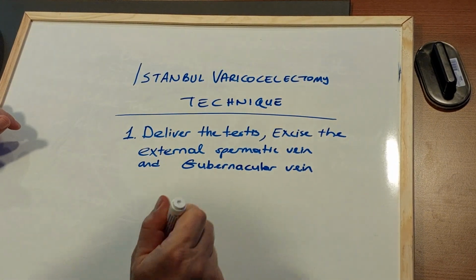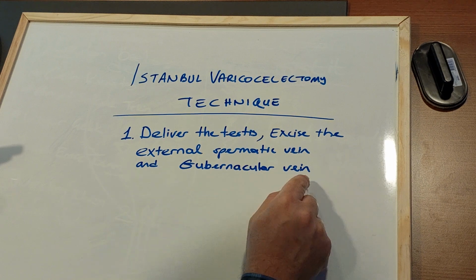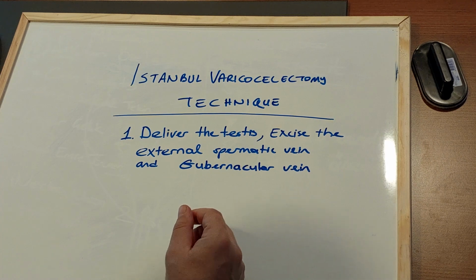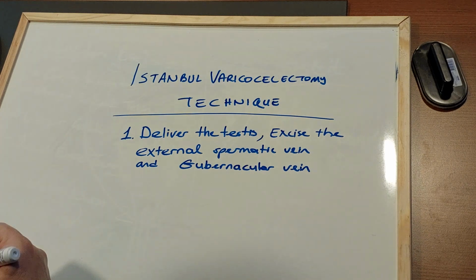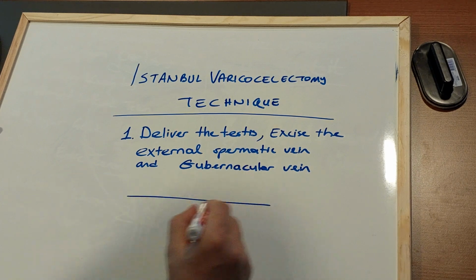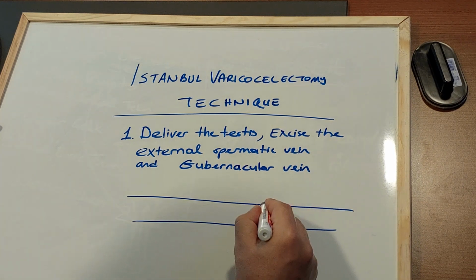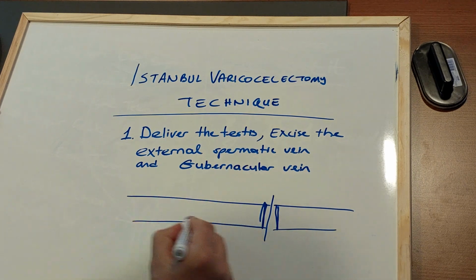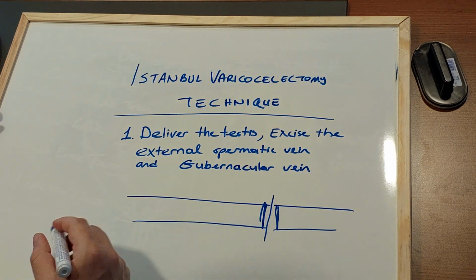So why did we start to do this, deliver the testis, excise and take out the external spermatic vein and gubernacular vein? Because previously, after the operations, when I was doing controls with my Doppler ultrasonography device, I was noticing that the blood flow inside the ligated veins was continuing in some patients. Let me draw it like this. There is a vein and we ligated both ends and cut in between. So we hope that the blood flow inside this part will stop and it will coagulate and this vein will be absorbed by the body.